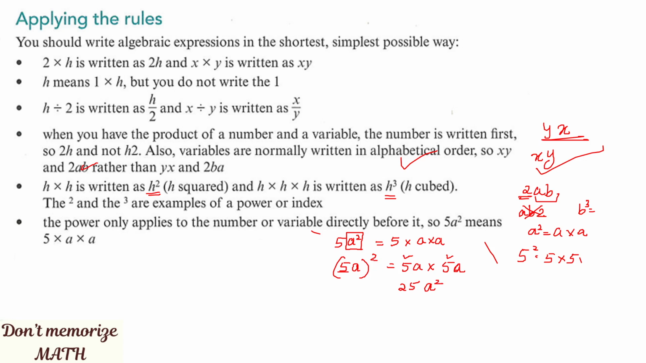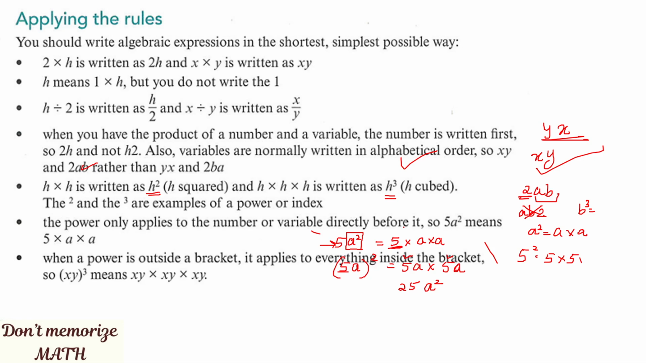So the power will apply to all the terms when you have a bracket. Make sure there is only multiplication inside. If you have a squared only for the letter, it applies only to that part. The number we write in the same way. You can see 5 we wrote the same, and a squared becomes a times a. When a power is outside the bracket, it applies to everything inside the bracket. That's what I said here, (5a) whole squared. So (xy) whole cubed means xy you need to multiply 3 times, xy times xy times xy.